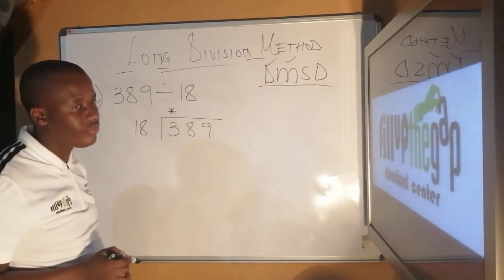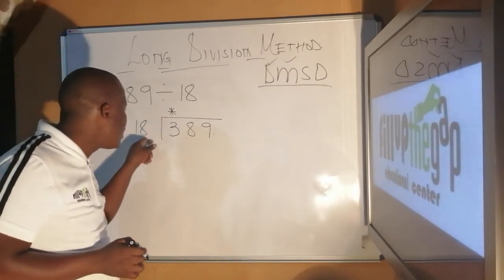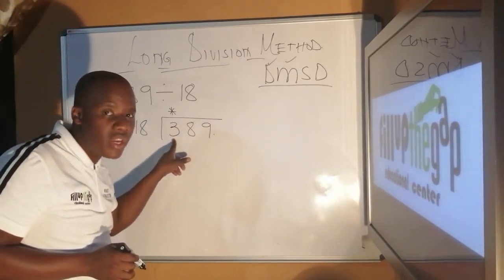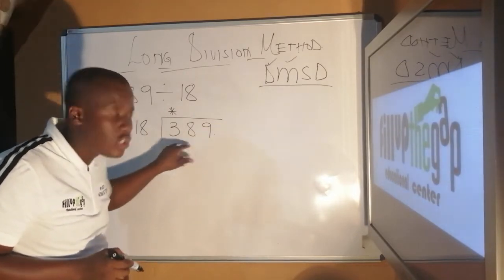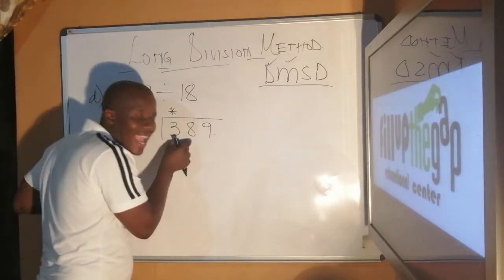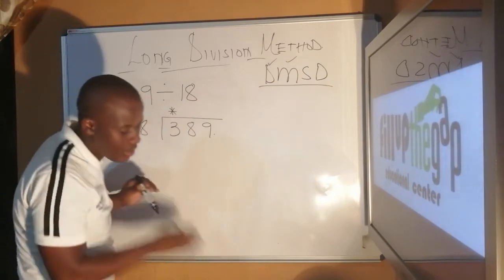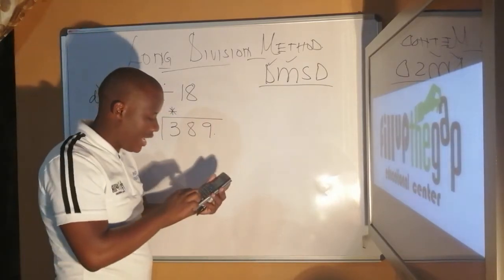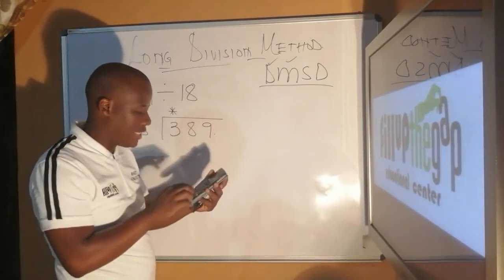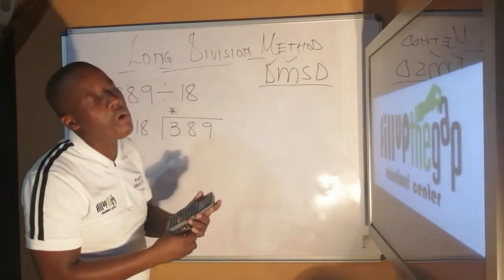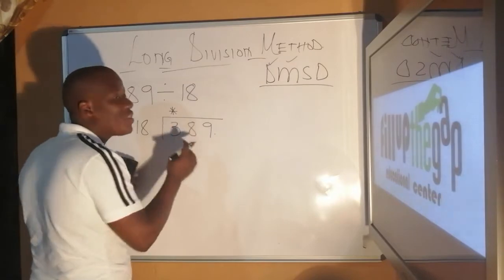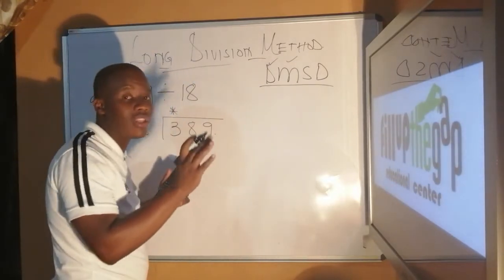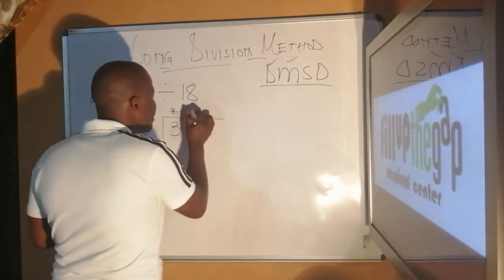So 18 could not go into 3. So you shift, you go where? To 38. So you're gonna say what? 38 divided by 18. Take a calculator. 38 divided by 18. It says 2.11111. But you don't focus on that 111. You just focus on the first number that you get on the left hand side of the comma, which is how much? 2.